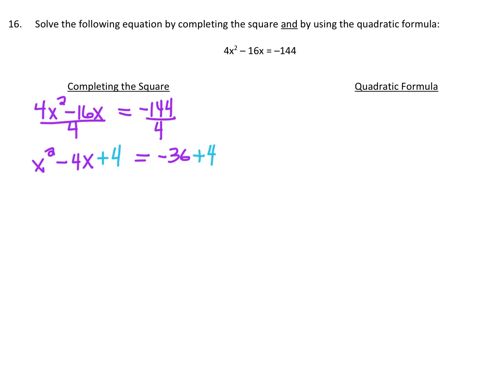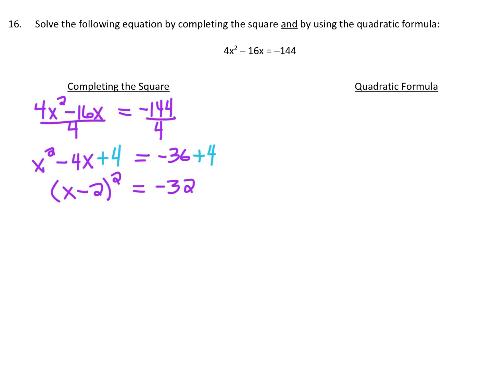Okay, and then from here, we're just going to factor this side of the equation. If we factored this, we would wind up with x minus 2 times x minus 2, which I'm going to just write once with a square on it. Remember, to find the number that goes here, it's just half of your middle term. And then on the right-hand side of the equation, we're going to just add those two numbers together.